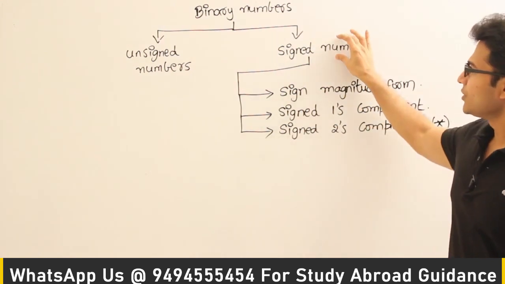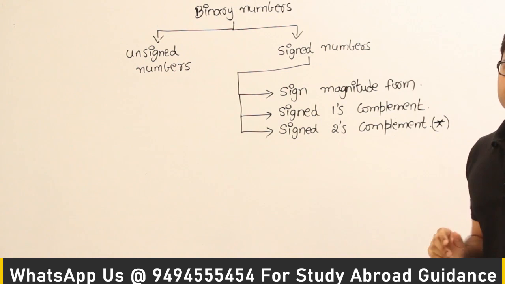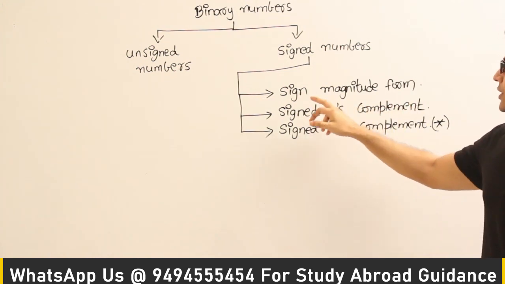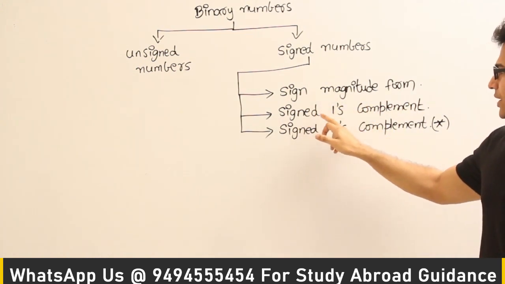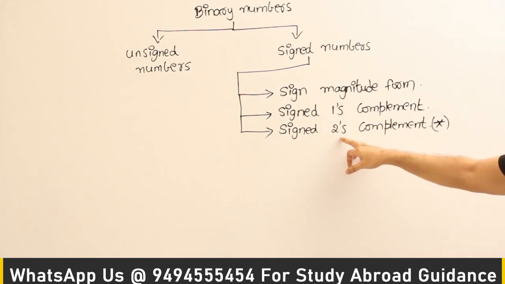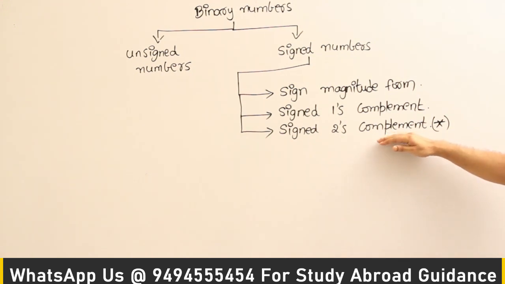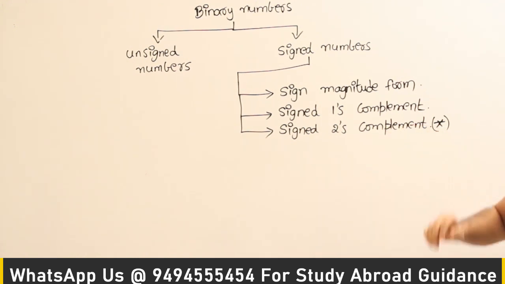In order to deal with both positive and negative numbers, we call it signed numbers representation. We have signed magnitude form, signed 1's complement, and signed 2's complement. And signed 2's complement is very important because this is the way we are going to represent a number in modern day computers.